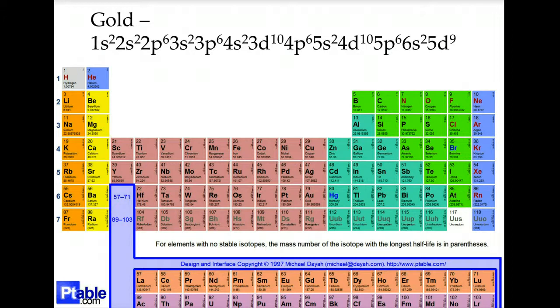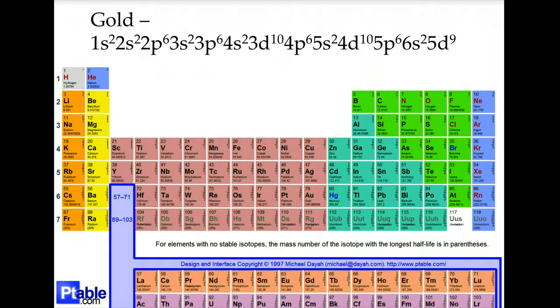Okay, now let's take a really complicated one and let's talk about gold. So here you see the configuration: 1s2, 2s2, 2p6, 3s2, 3p6, 4s2, and then 3d10. And if you'll count with me, there's 10 elements that are in the D block. 1, 2, 3, 4, 5, 6, 7, 8, 9, and zinc is 10. So that's where you get the 3d10.